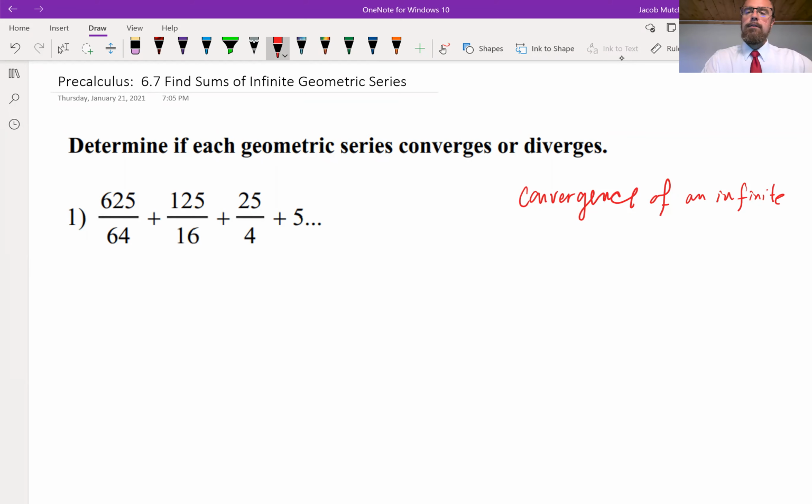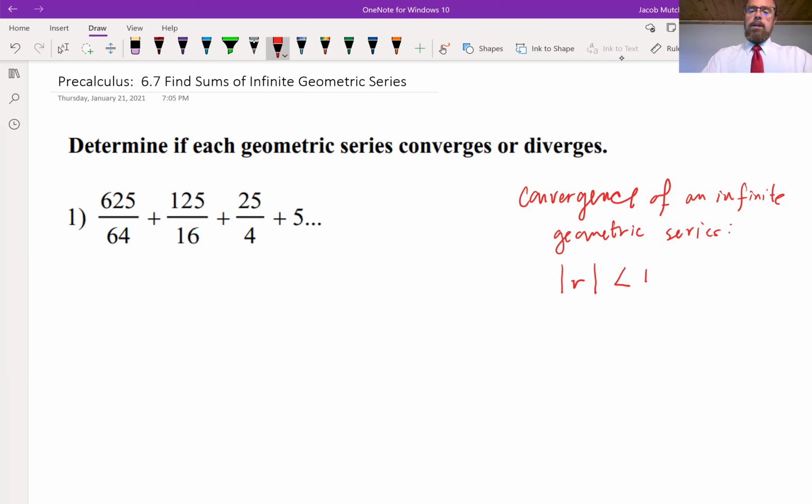The way that we define the convergence of an infinite geometric series is that the R value, the common ratio, and we do want to say its absolute value, whether negative or positive, if we take the absolute value and it's less than 1, the series will converge. And if that's the case, then we can actually find the sum. If it's not less than 1, we say it's divergent, and we can't find the sum because the series is getting bigger and bigger, really headed towards infinity.